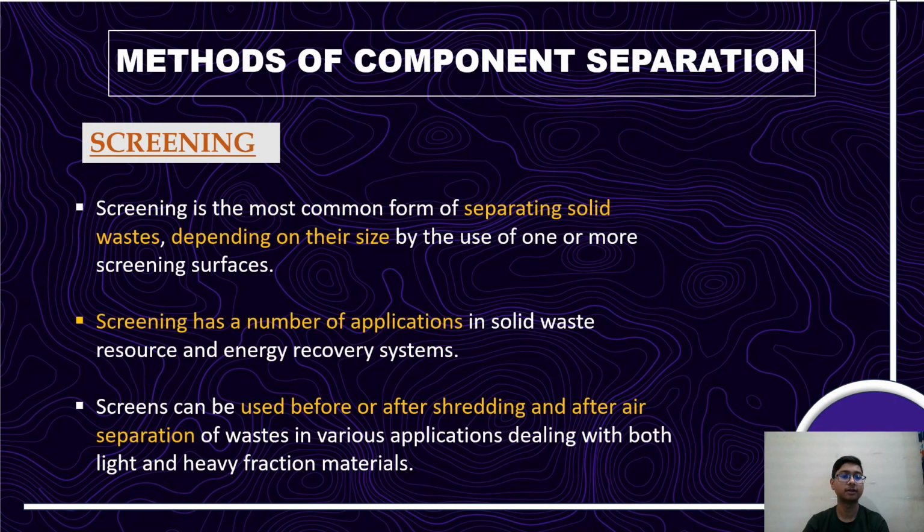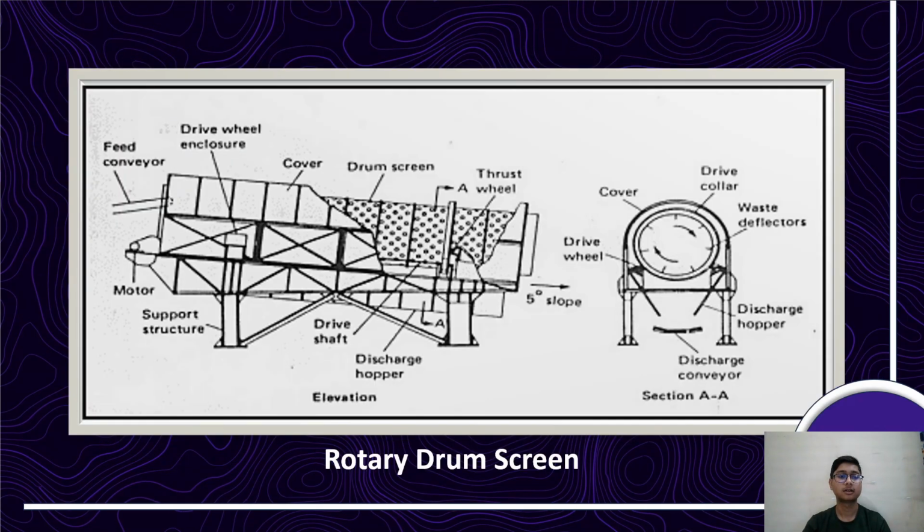Next one is screening. Screening is the most common form of separating solid waste depending on their size by the use of one or more screening surfaces. It has a number of applications in solid waste resource and energy recovery systems. It can be used before or after the shredding and after air separation of waste in various applications dealing with both light and heavy fraction materials. This is a diagram of rotary drum screen.